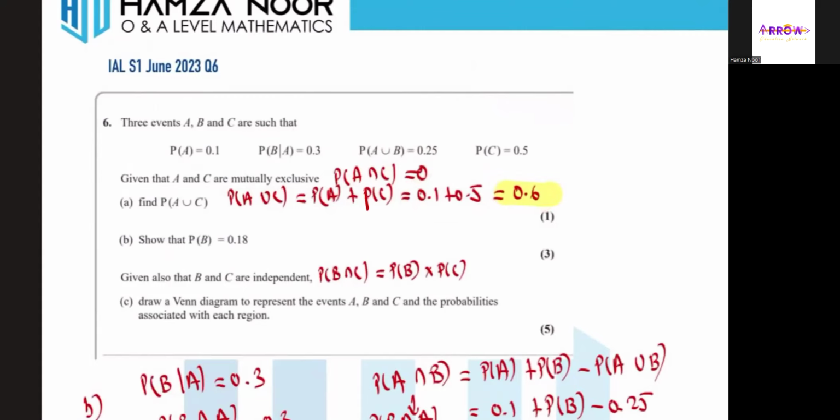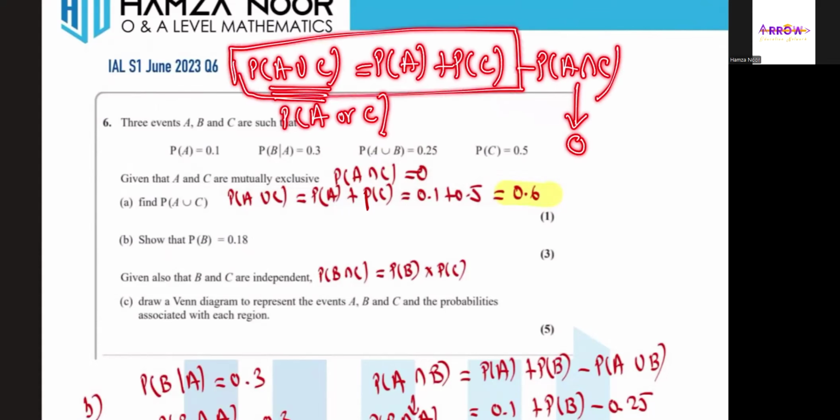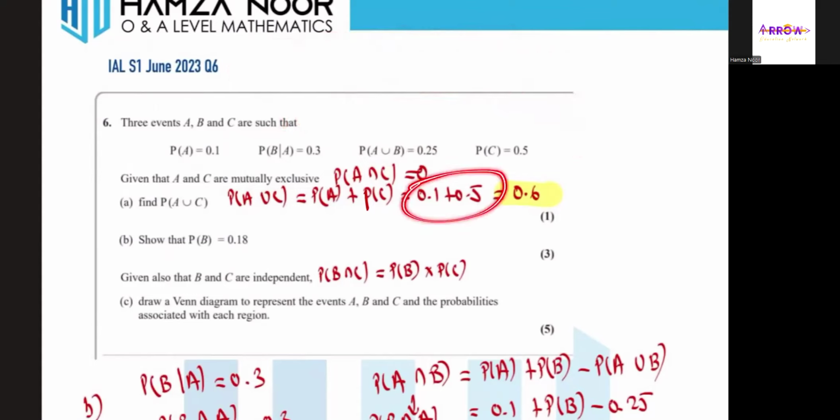So this is how you do part A. Because you know the relationship between any two events, the probability of A union C is equal to the probability of A plus the probability of C minus the probability of A intersection C. This is actually the probability of A or C. When A and C are mutually exclusive, A intersection C is equal to 0, so A union C is equal to A plus C. So 0.1 and 0.5 are added, and this gives you an answer of 0.6.